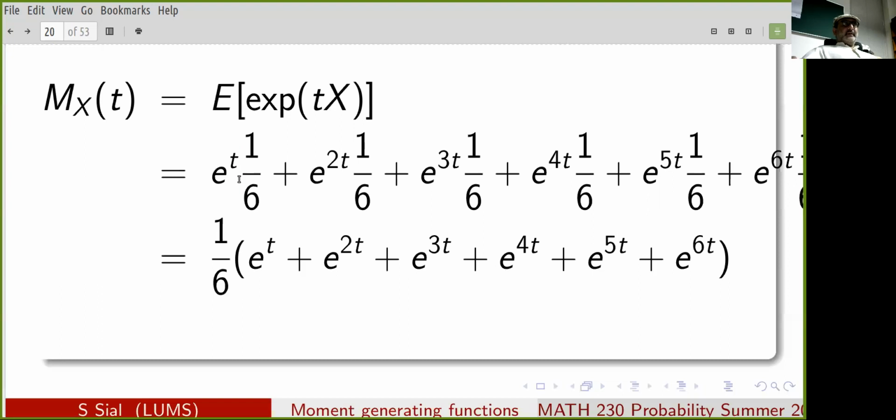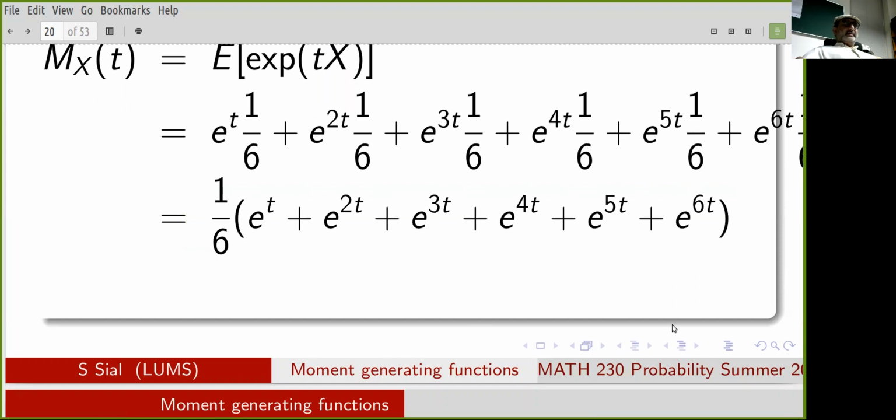So e to the t times 1 times the probability of 1, which is 1/6, plus e to the t times 2 times the probability of 2, which is 1/6, plus e to the t times 3 times the probability that X equals 3, which is 1/6, plus e to the t times 4 times the probability that X equals 4, which is 1/6, plus e to the t times 5 times the probability that X equals 5, which is 1/6, plus e to the t times 6 times the probability that X equals 6, which is 1/6. Simplifying, that's 1/6 times (e to the t plus e to the 2t plus e to the 3t plus e to the 4t plus e to the 5t plus e to the 6t).